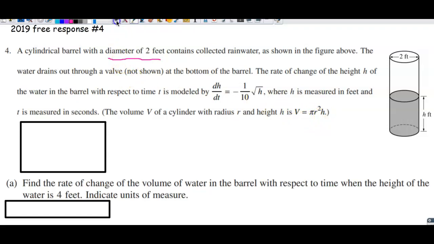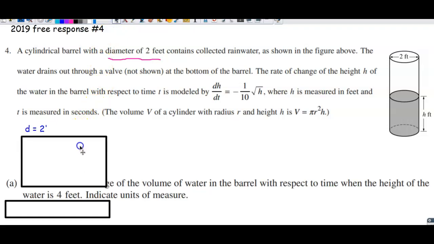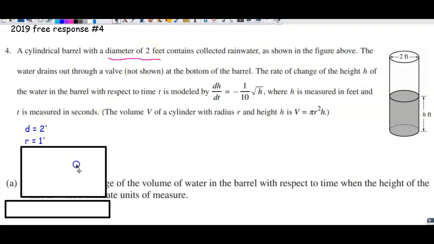So let's see what I did when I was reading with my pencil. The first thing that I noticed is that the diameter of the barrel is 2 feet, telling me that the radius of the barrel is 1 foot. Now the nice thing about a cylinder is that the radius never changes. In a cone, the radius does change, but the radius here is always going to be 1 foot, which makes that a constant, which means we can substitute it from the very, very beginning of our work, and we should always substitute constants at the beginning of our work.